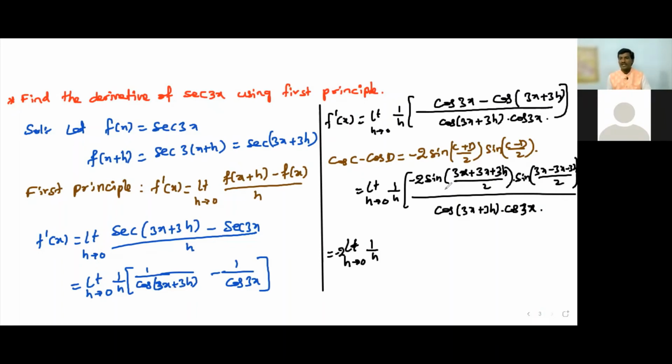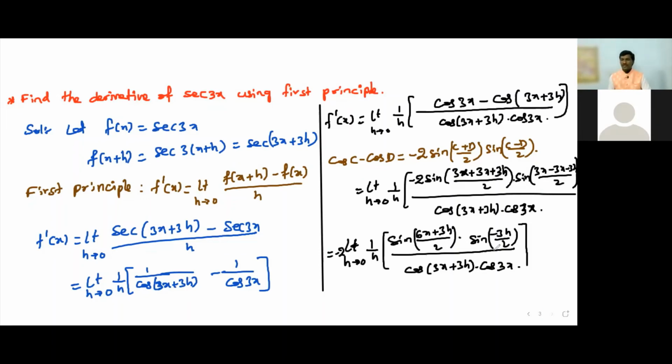And the sine of 3x plus 3x is 6x, so write 6x plus 3h divided by 2, into sine of, the 3x gets cancelled, so minus 3h by 2, whole divided by cos of 3x plus 3h into cos 3x. Now this 1 by h I am writing for this sine term, sine 3h by 2.